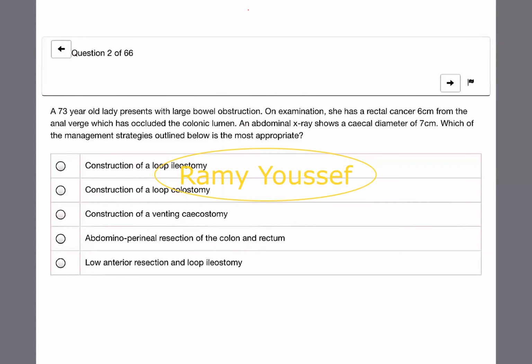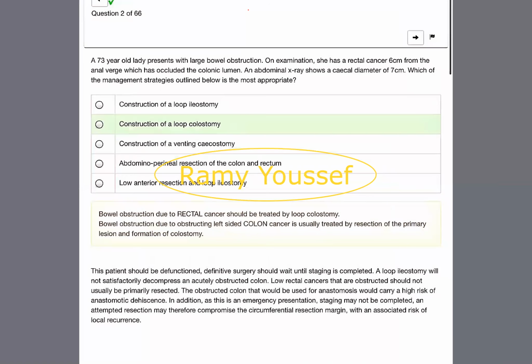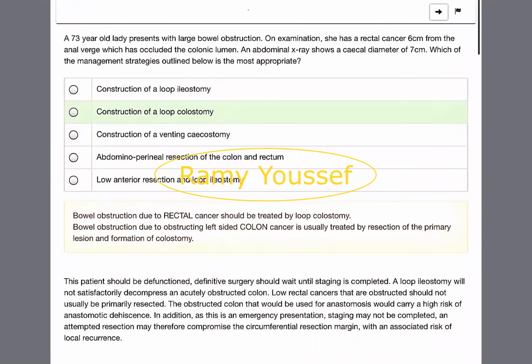Construction of a loop ileostomy? No. We will not relieve the colonic obstruction. Venting cecostomy? No. Abdominal perineal resection? No. We didn't completely diagnose the patient. Low anterior resection and loop ileostomy? No. Also, no operation before MRI staging. Okay, so we go for loop colostomy. I think it's clear now.